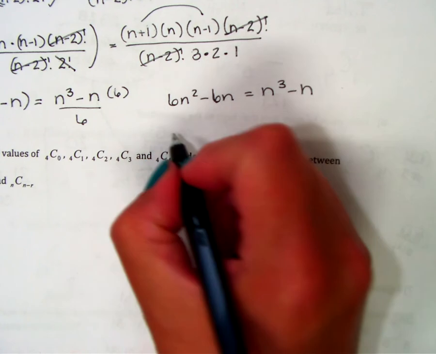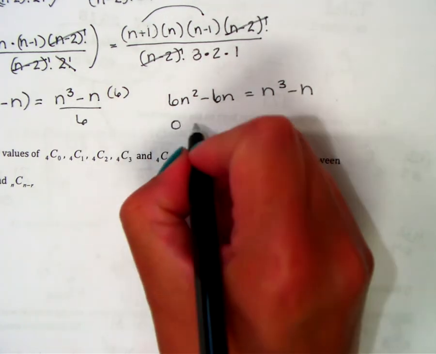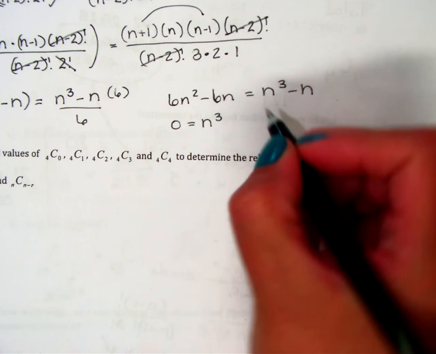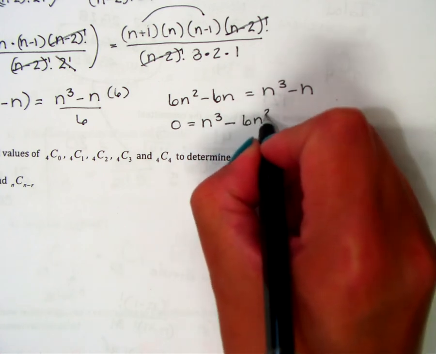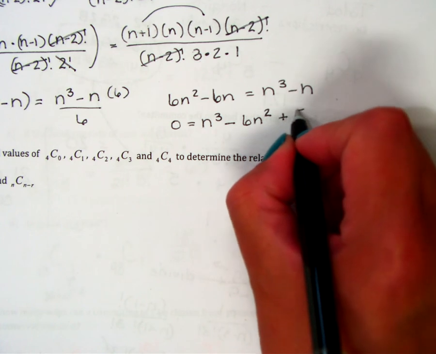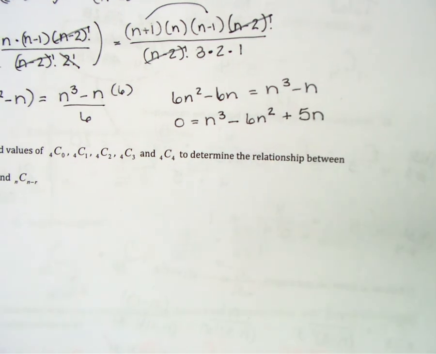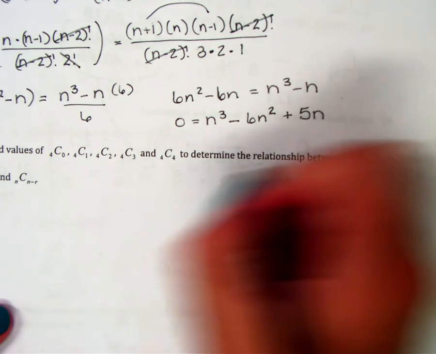Okay, so we're going to go this way though. So 0 equals n cubed minus 6n squared plus 5n. Okay, we're not done yet. We're going to solve for n. Common factor n. Take out an n.